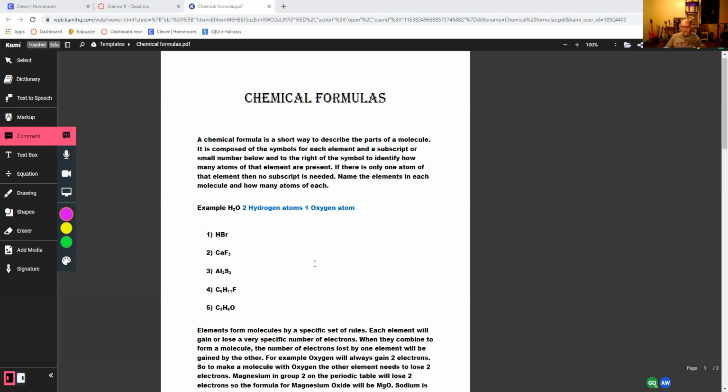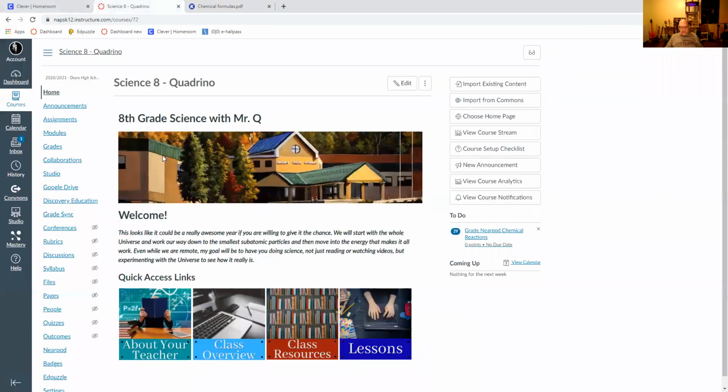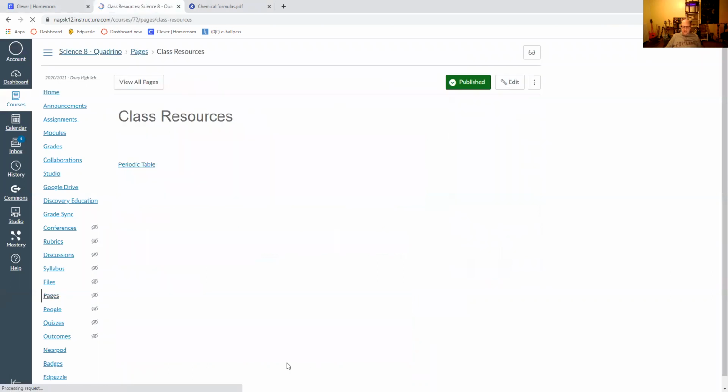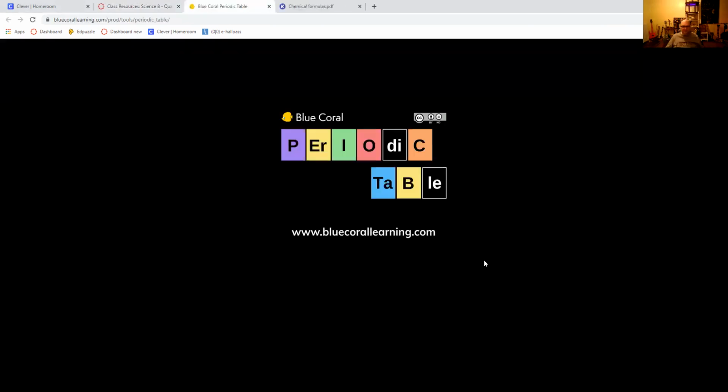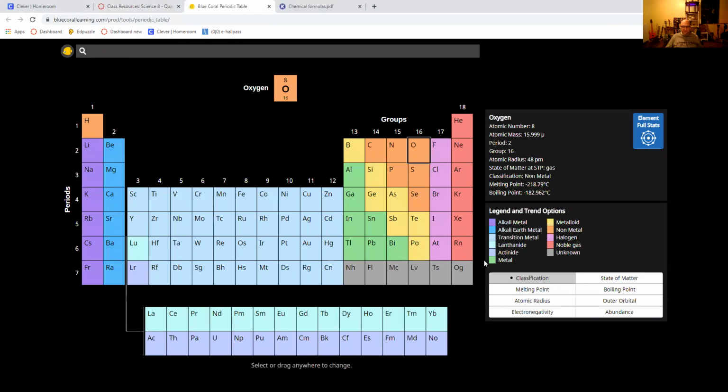So the way to find this information, if you go over to the home page for the class, and you go to this right here that says class resources, and it's got like bookshelves, you click on that, and here's the periodic table. And then you can find Br. It might take you a little while to find some of these, but Br is right here. It's called bromine.